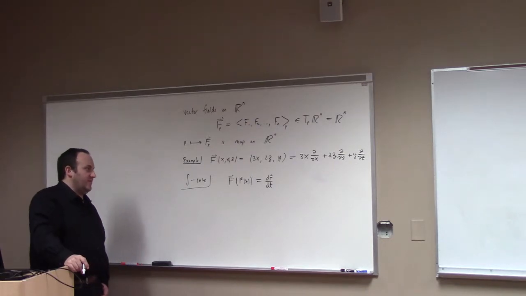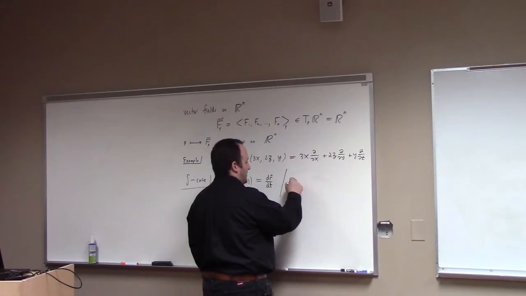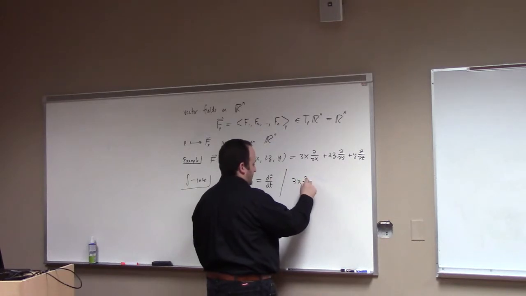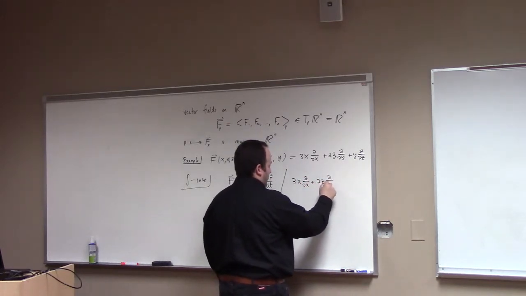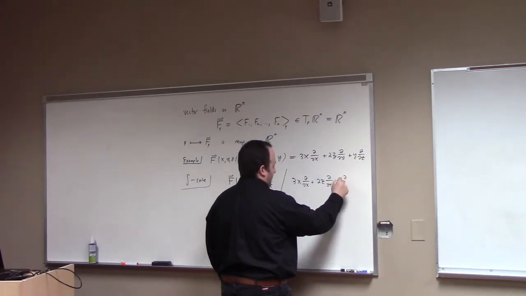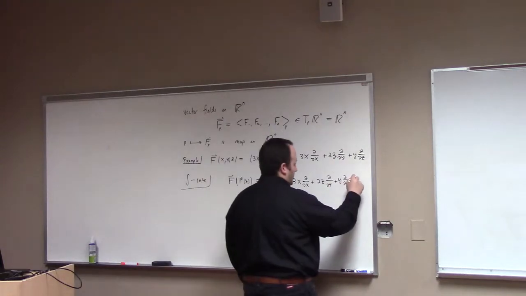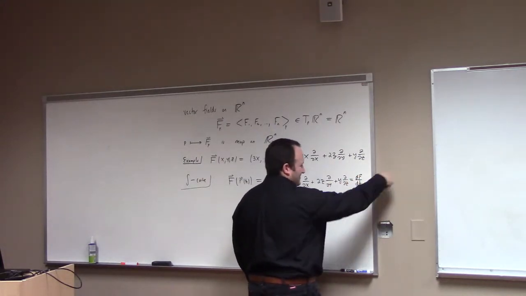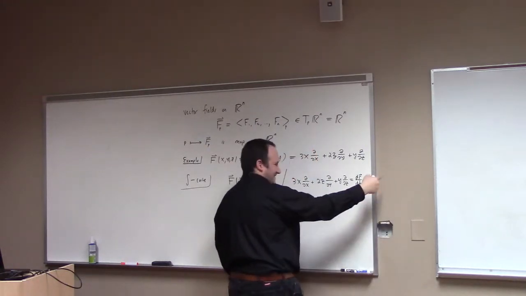So for the example I just gave, this would amount to saying 3x partial x plus 2z partial y plus y partial z equals dr dt.